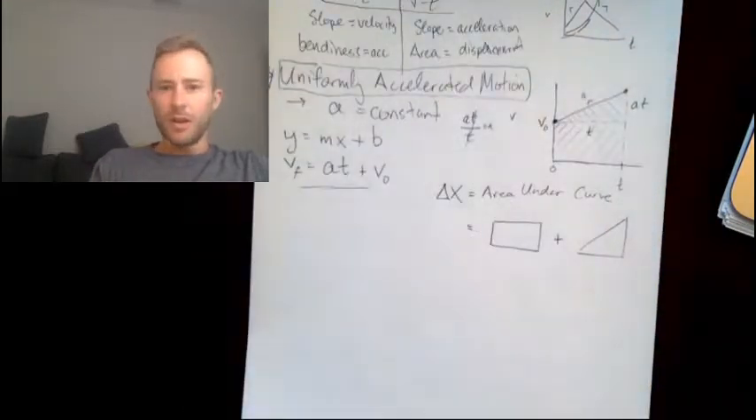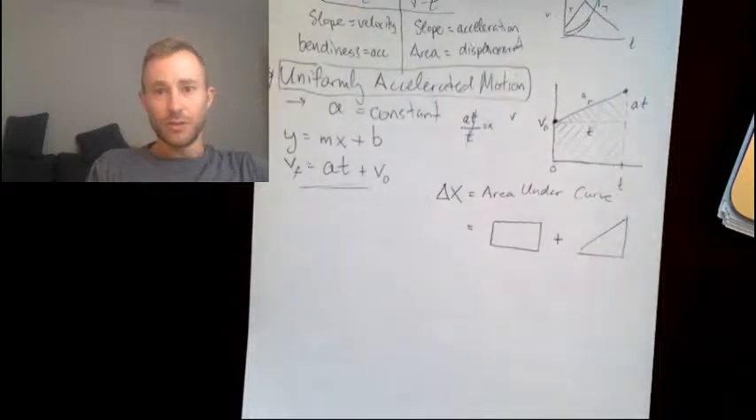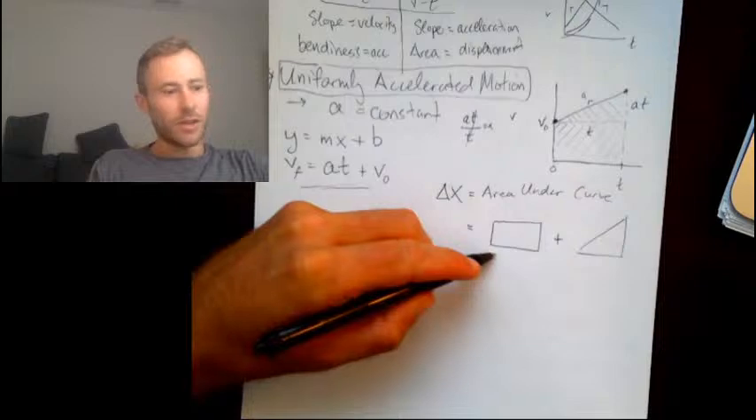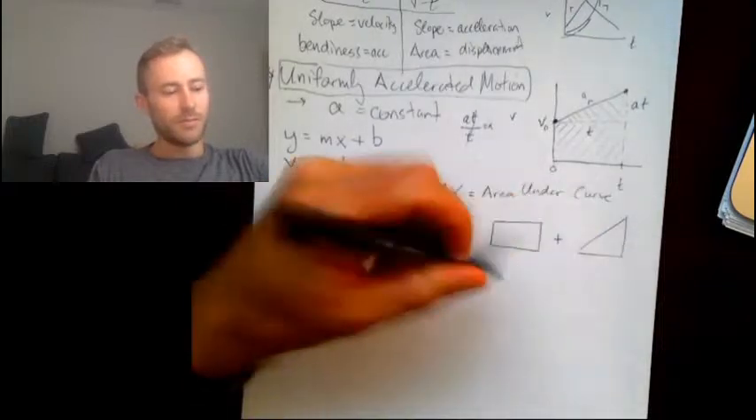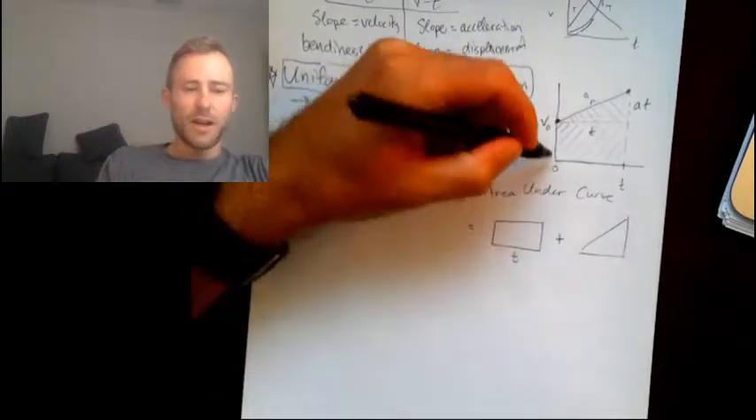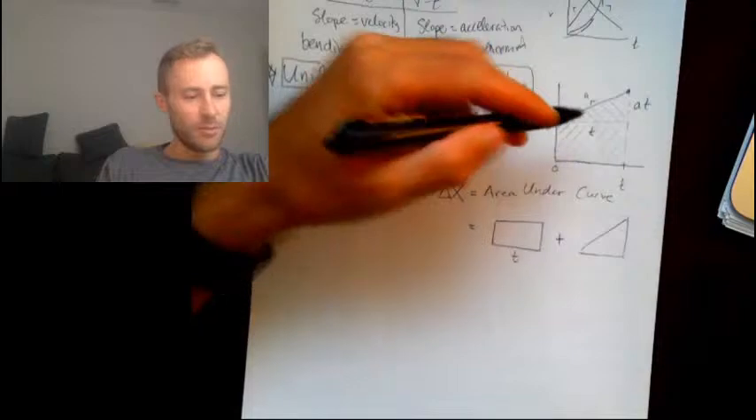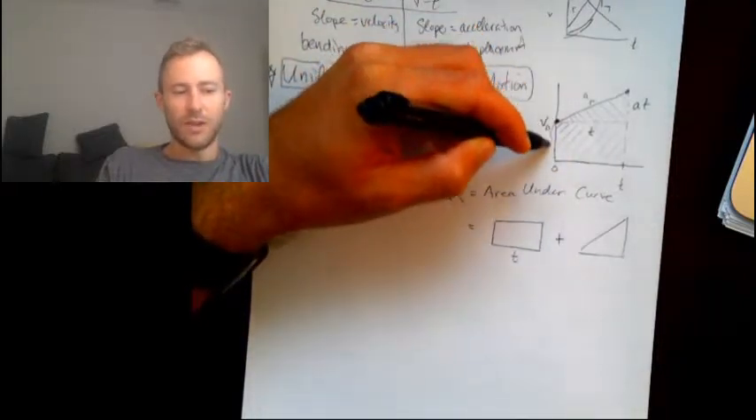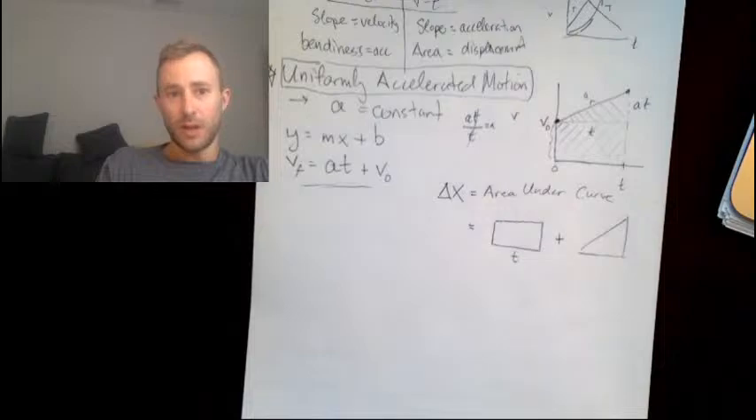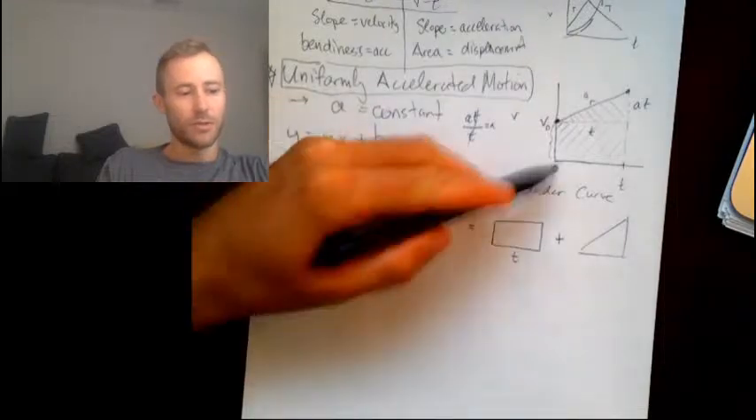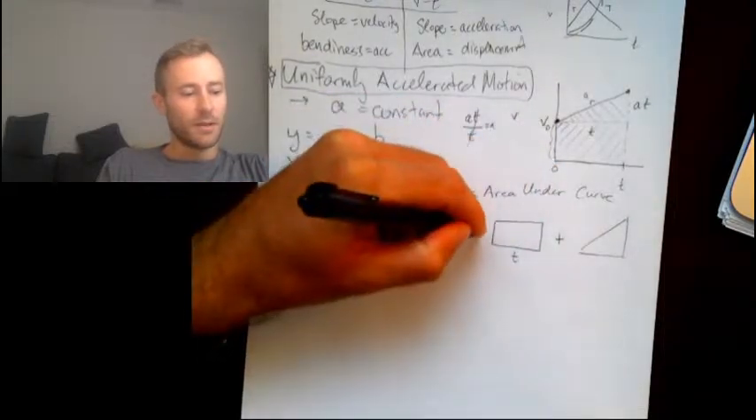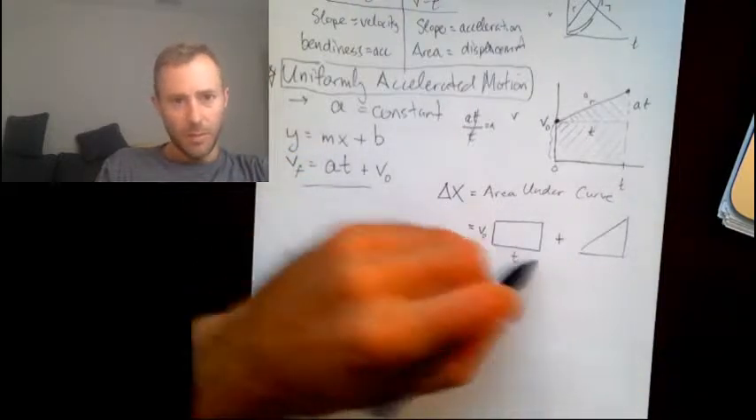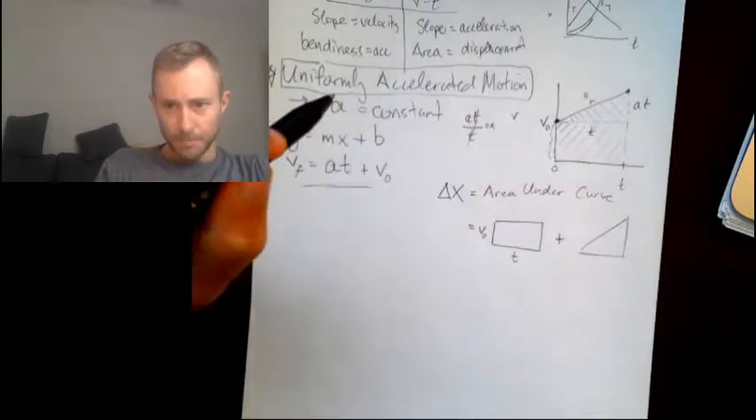I'm going to put the dimensions on here. The width of this rectangle goes from 0 to t. And the height of this rectangle, because the intercept was v naught, this distance right here would be v naught. It goes from 0 to v naught. So this is a rectangle that has dimensions t by v naught.